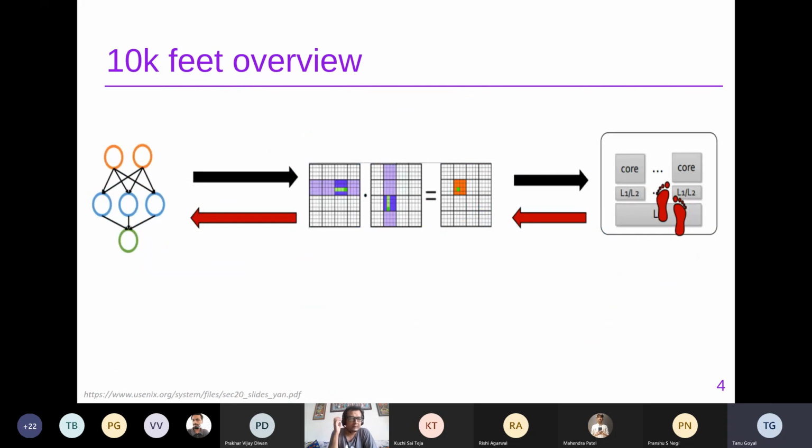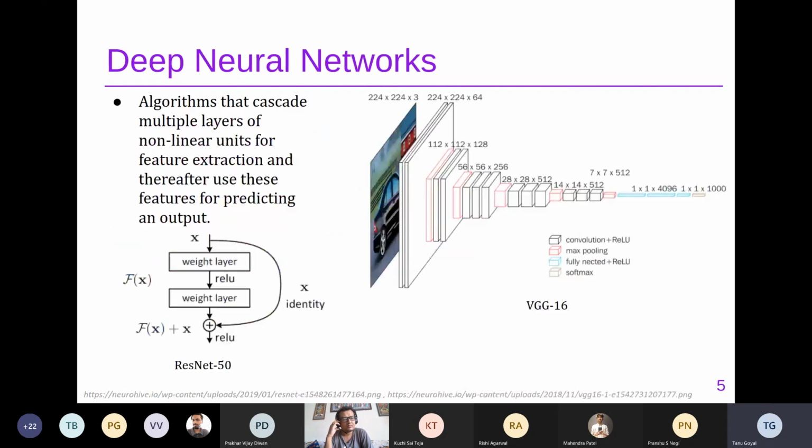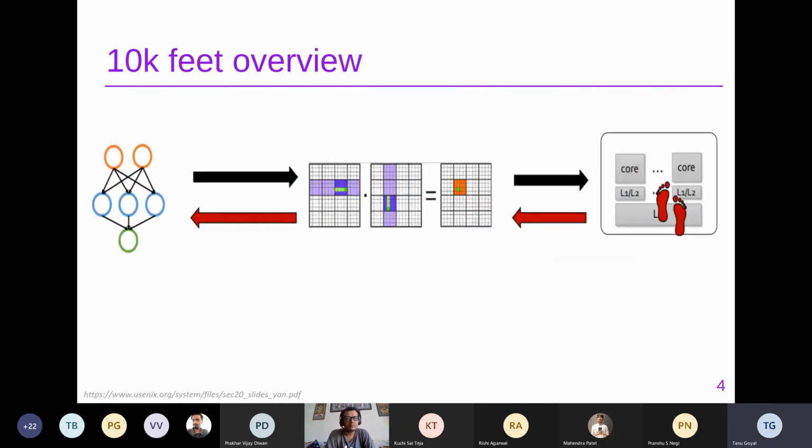What do you mean by deep neural network architecture values? Yeah, I will be explaining in the coming slides, sir, about the deep neural network and what the architecture comprises of. Okay, okay. Yeah.